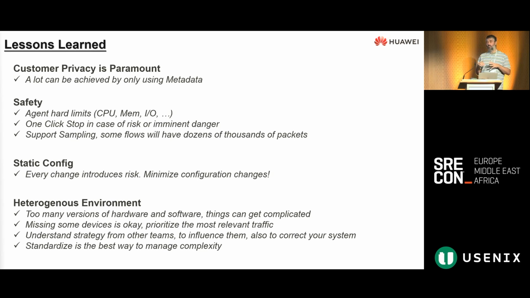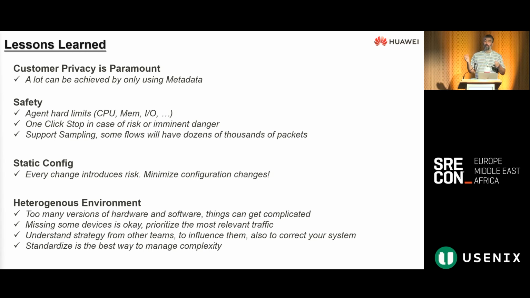Safety: those agents will be deployed on hardware that you don't own. And those people owning that hardware already have a lot of problems. They don't want you to cause more trouble for them. So have hard limits for all those agents, for everything they do. Have a one-click stop-the-world thing if things are going wrong, so you can stop what's going on. After all, we are a troubleshooting tool. It's less important than making the packets find their way. Support sampling. Some traffic can go really wild, so you have to support sampling as well. You might get everything, but you might want to get only some part of it.